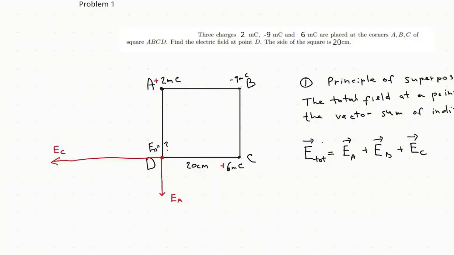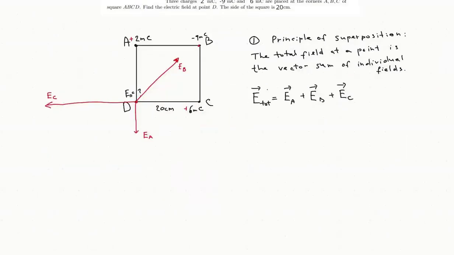And finally, there's a third field, which is EB. Now it's the biggest charge, but it's also the biggest distance. So we don't need to know that at the moment, but it's going to be slightly less than EC actually, interestingly. And let's call this EB. It's in the opposite direction because it's a negative charge. So a negative charge produces a field towards itself, and the positive charge produces a field away from itself. So we've got three fields. We just need to calculate them.